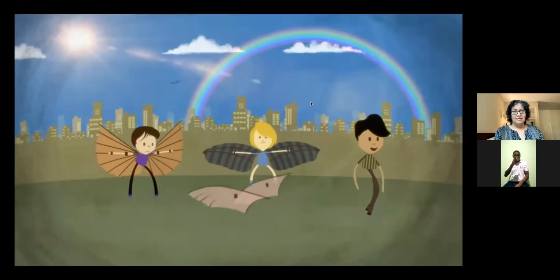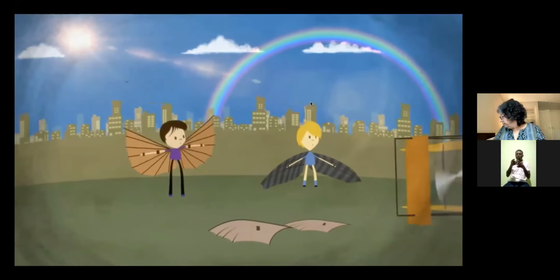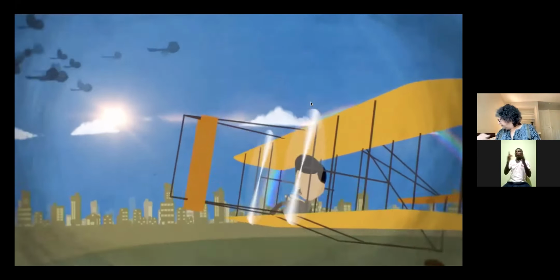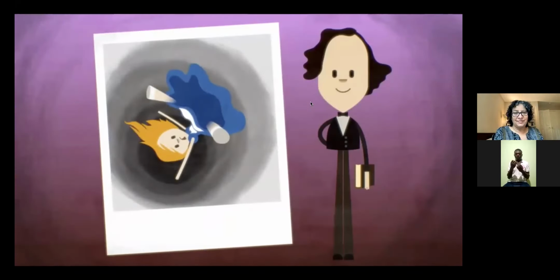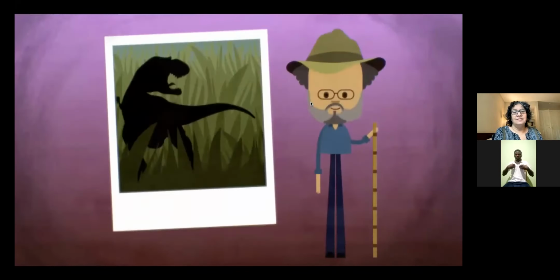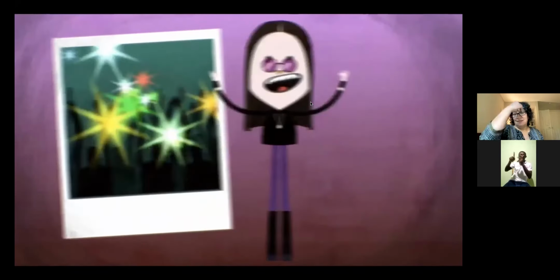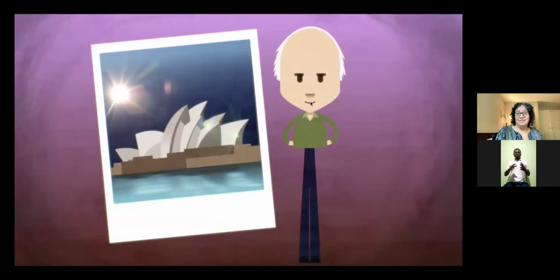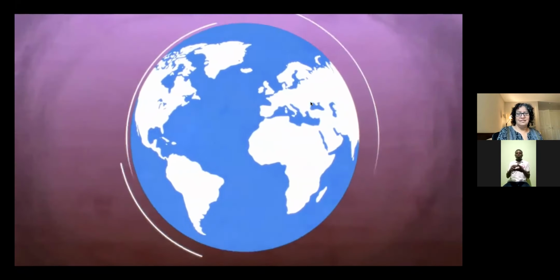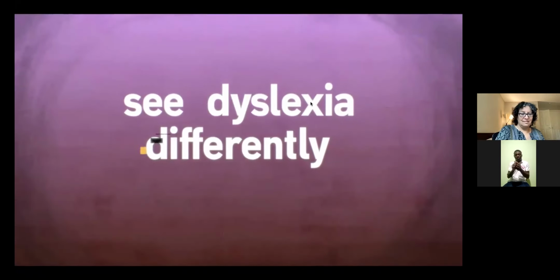They just might do them in a different way to how others would, and many of them have even become famous for it. There have been many famous dyslexic inventors, writers, scientists, business people, astronomers, paleontologists, actors, cooks, singers, artists, architects, and so on. Dyslexic people have changed the world. See dyslexia differently.